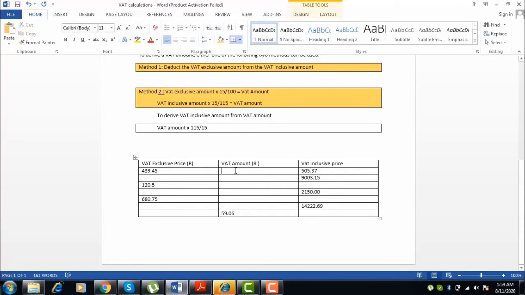Okay, now let us look. What if I want to calculate the VAT amount only? There are two methods. Either you calculate this 15 over 100, or we do this to the VAT inclusive amount, we just multiply that times that amount. Okay, so let us do that.